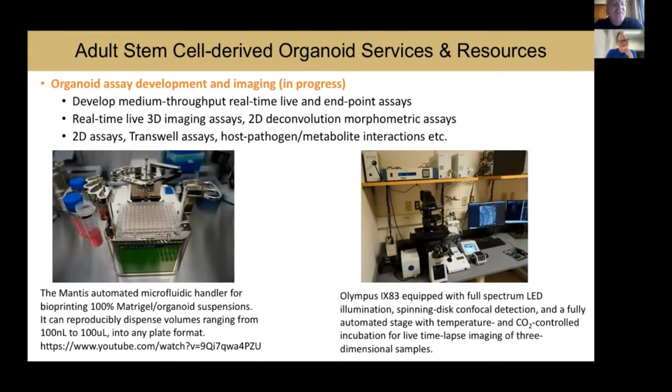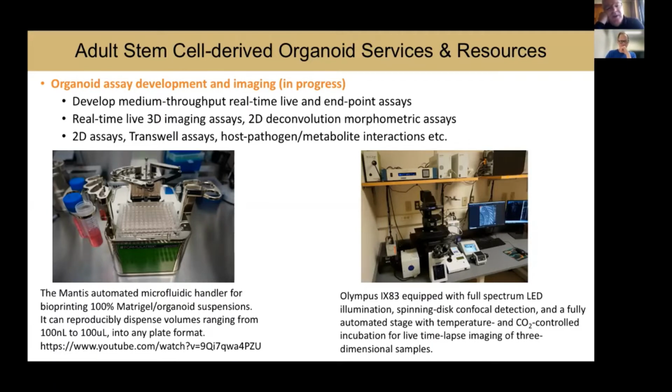The other thing that we can do is assay development. And here I'm just showing you two parts of what we do for assays. So we do medium throughput real-time live and endpoint assays. On the left here, I have a Mantis, which is basically a fluidic handler that bioprints Matrigel organoid suspension. So we can accurately add very small amounts of these suspensions to any type of plate format that you're interested in.